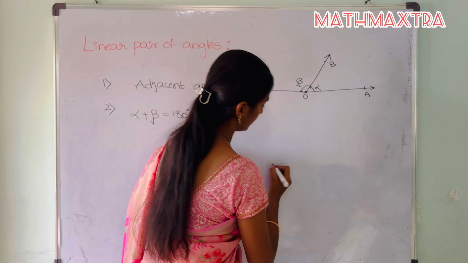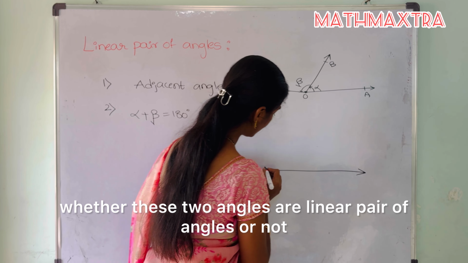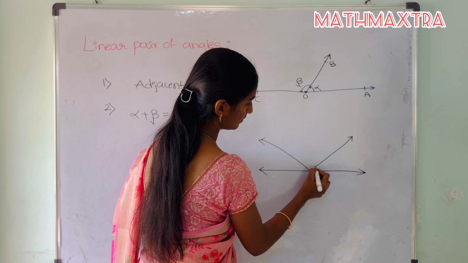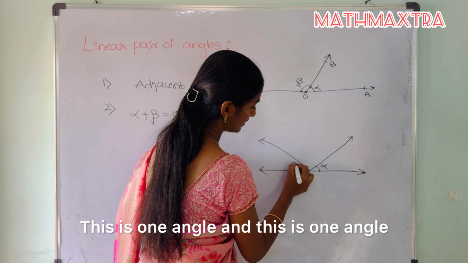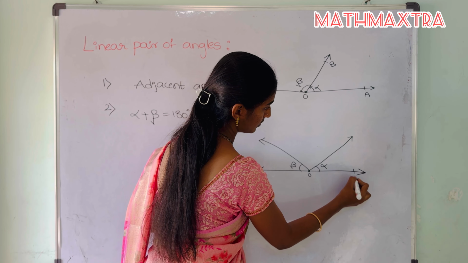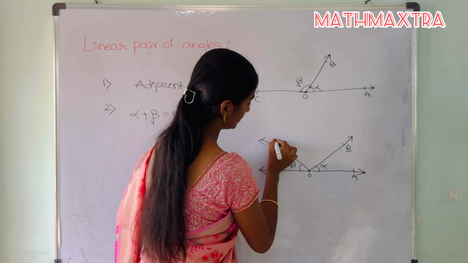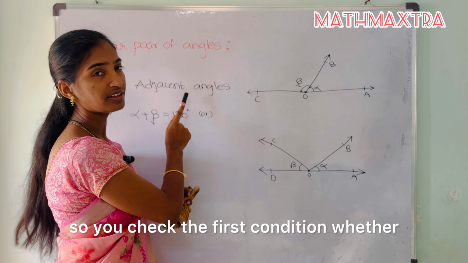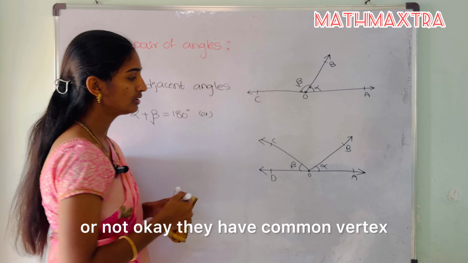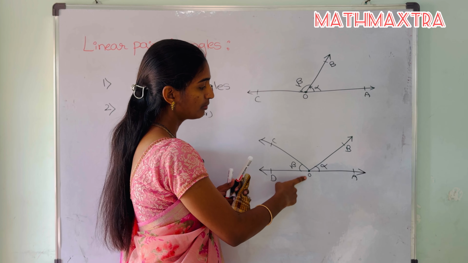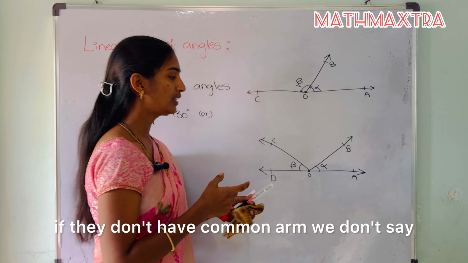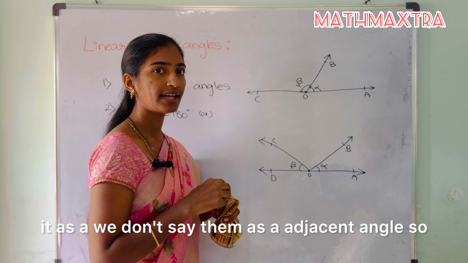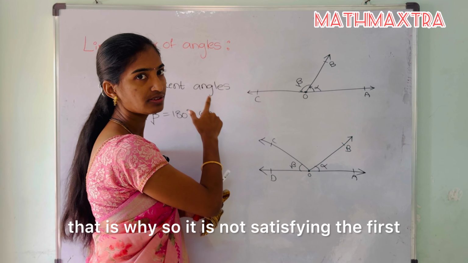See, check whether these two angles are linear pair of angles or not. This is one angle and this is one angle. A, D. Check. So you check the first condition, whether they are adjacent angles or not. Okay, they have a common vertex, but they don't have a common arm. If they don't have a common arm, we don't say them as adjacent angles. So it is not satisfying the first condition.